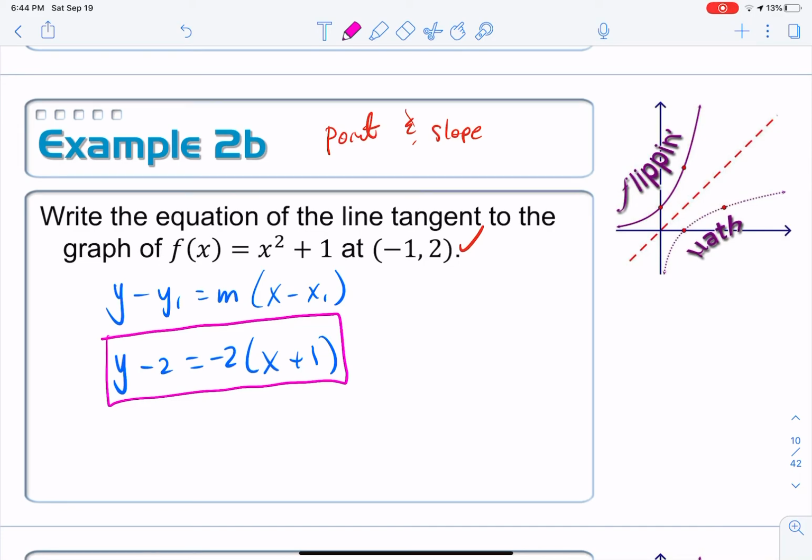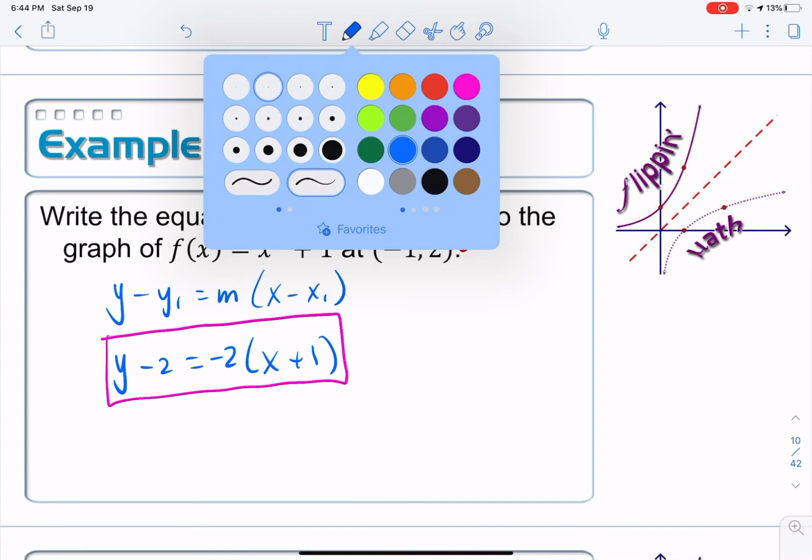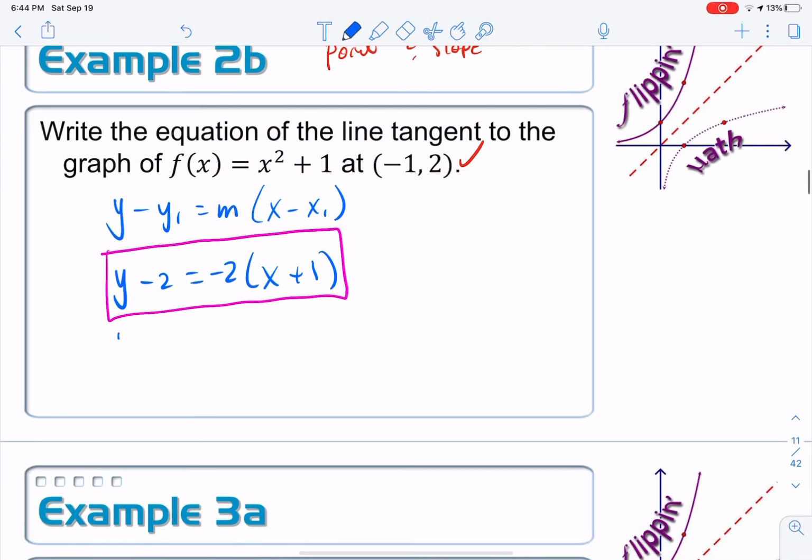You might have a multiple choice question, though, where you have to match it up. And if you have to match it up, y minus 2 is equal to, distribute the negative 2. Let's see if I can handle it this time. Minus 2. I may have, in fact, pulled it off. Add the 2 over, y is equal to negative 2x.